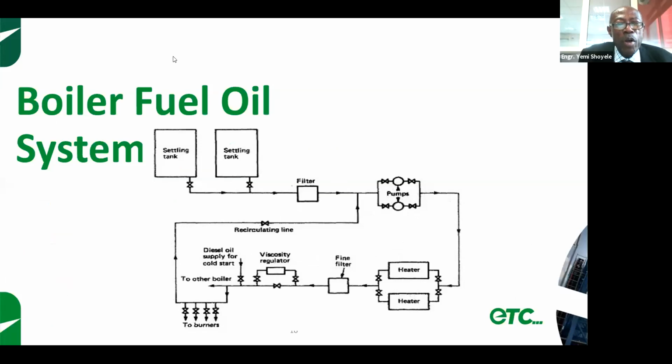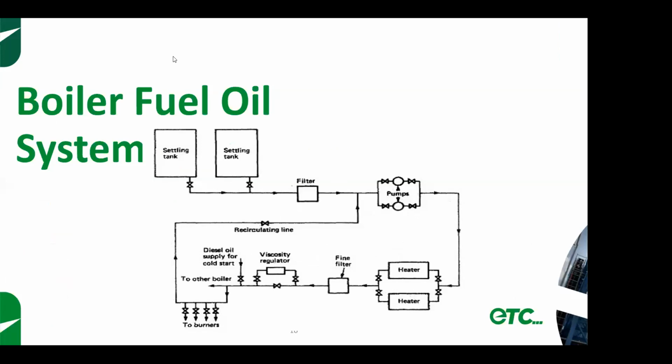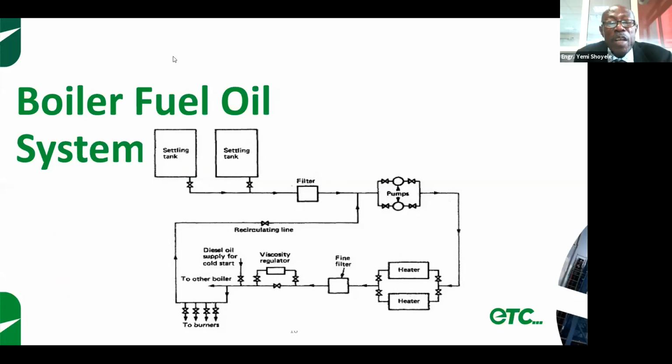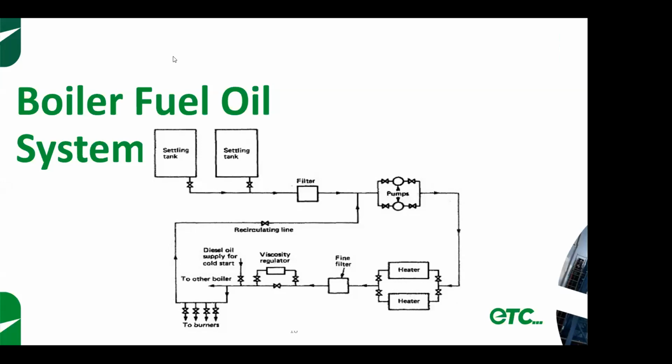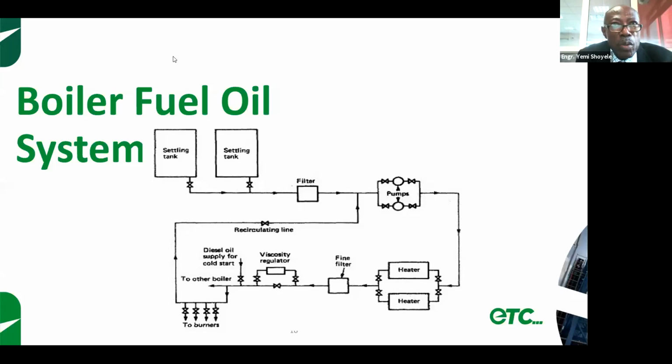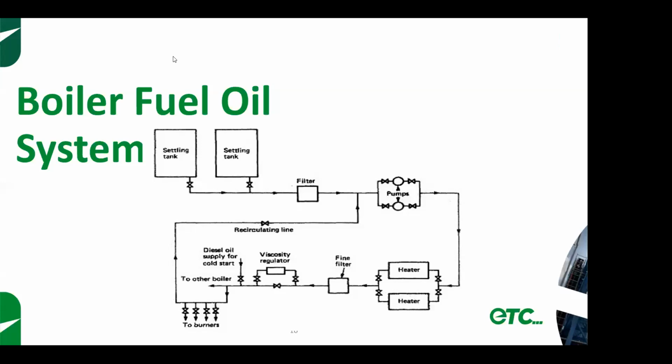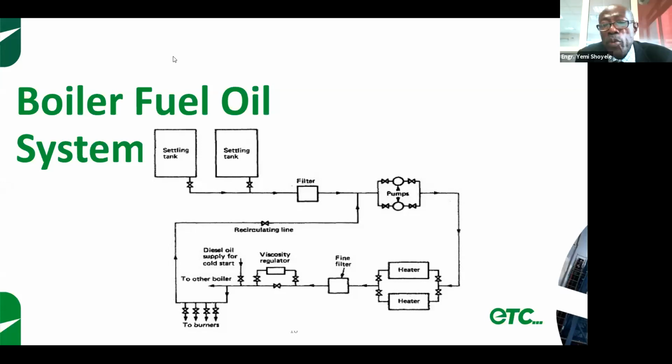The boiler fuel oil system, again, you have the boiler, okay? The boiler fuel system consists essentially of the tanks, 2 settling tanks, as you can see at the top. It goes through a filter, okay? You must go through a filter, whether you're using diesel or light oil or heavy oil, because there's always debris. And then you go to a pump, 2 pumps. Ideally, you have to have 2 pumps by law.